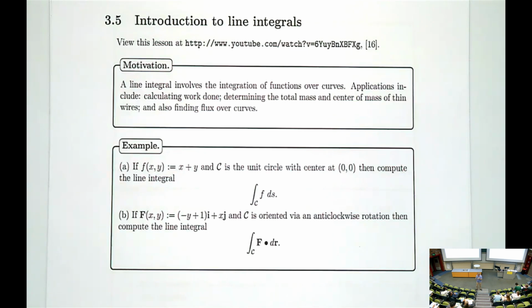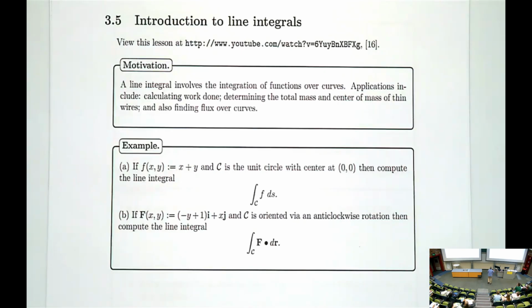I'll move this in a straight line. But what happens if it was like this, like that? That's my great demonstration. That's one of the typical connections with these line integrals.